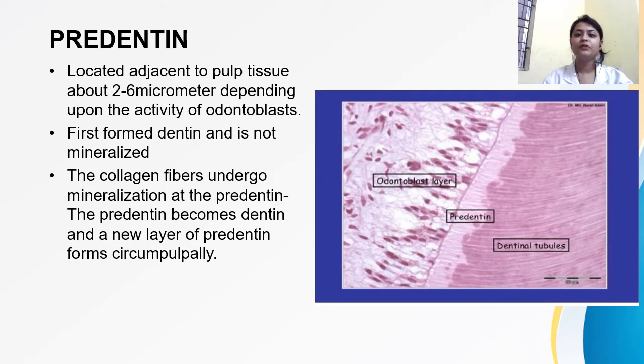It is the first formed dentin, but it is not mineralized. So that is why it is light in color. The moment it gets mineralized, it will be darker. So predentin is the first formed dentin and it is unmineralized dentin. The collagen fibers undergo mineralization at the predentin, then predentin becomes dentin and a new layer of predentin forms circumferentially. So it is a cyclical process. The moment it is mineralizing, again one fresh layer of predentin is produced.